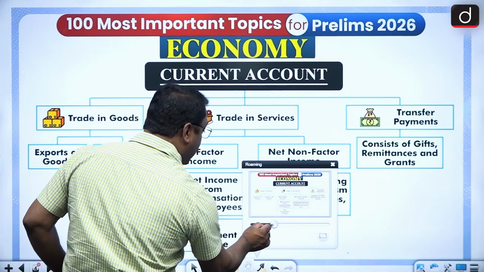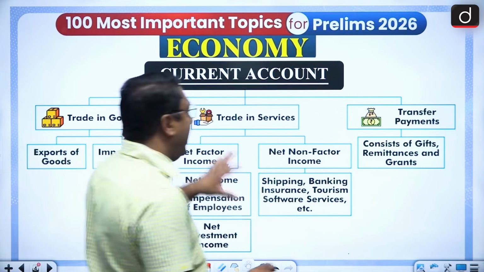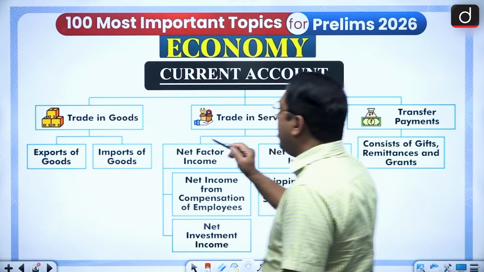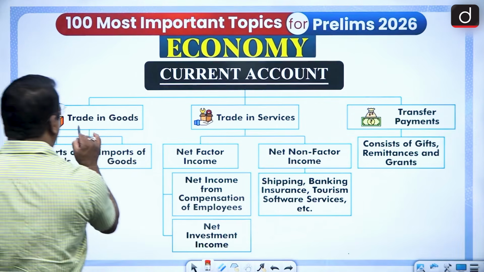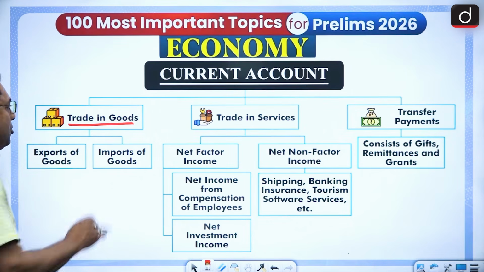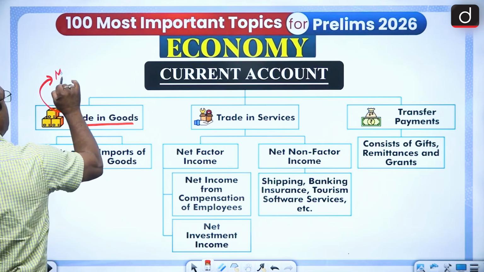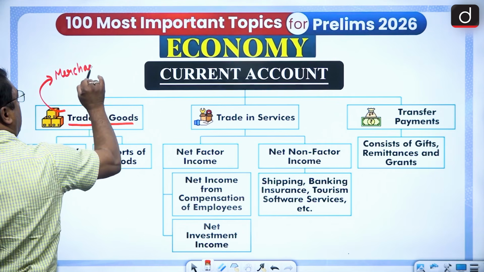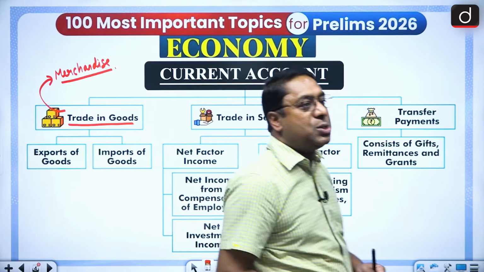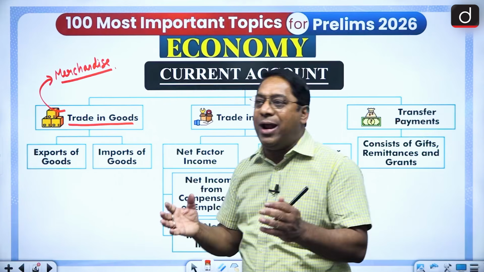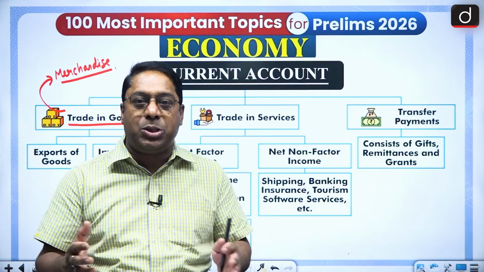So if you look in detail, what we find is that this particular slide is showing that the current account has trade in goods. And please remember, when we talk about the trade in goods, it's also referred as merchandise. It is also referred as what? Merchandise. So merchandise is something where you are doing export and import of goods. So that is what is merchandise.